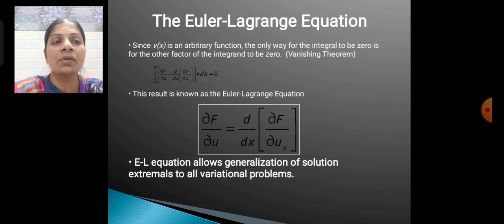Next we see the Euler-Lagrange equation. Since v(x) is an arbitrary function, the only way for the integral to be 0 is for the other factor of the integrand to be 0. The result is known as the Euler-Lagrange equation: ∂f/∂u = d/dx (∂f/∂u_x). The Euler-Lagrange equation allows generalization of solution extremes to all variational problems.